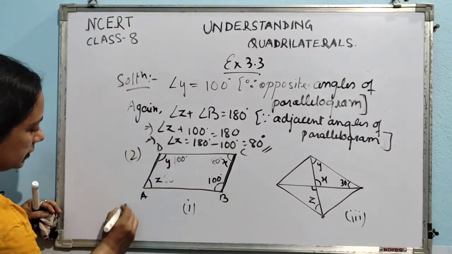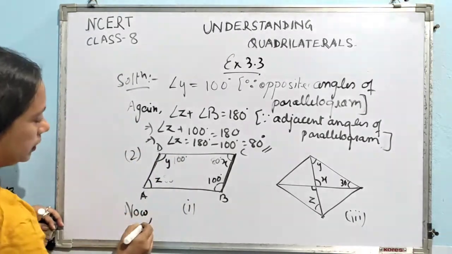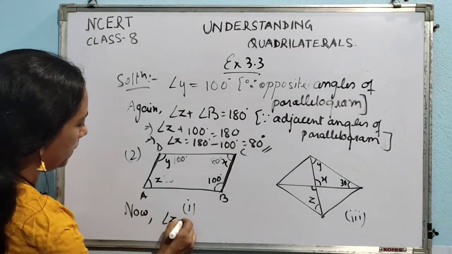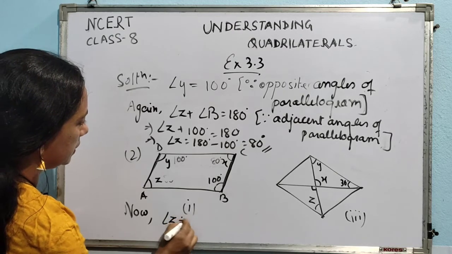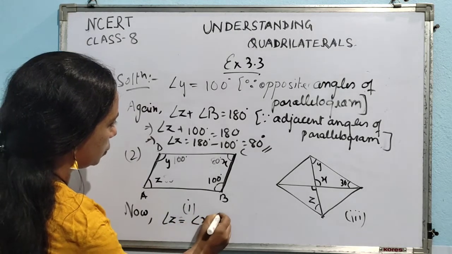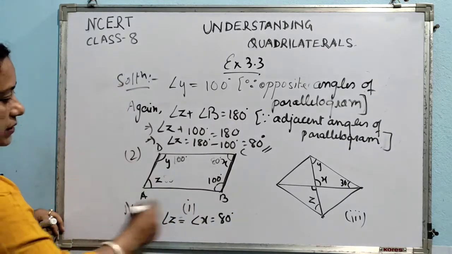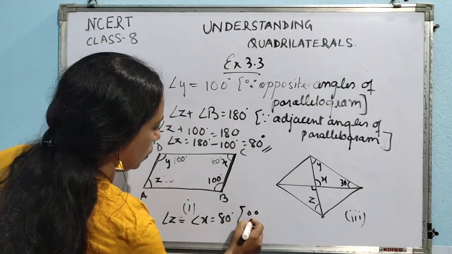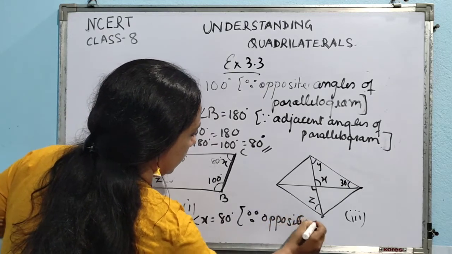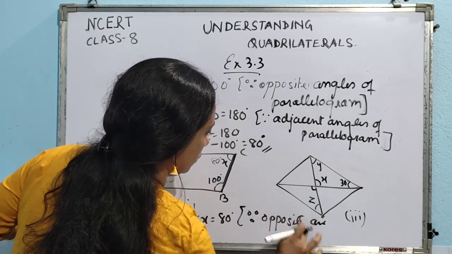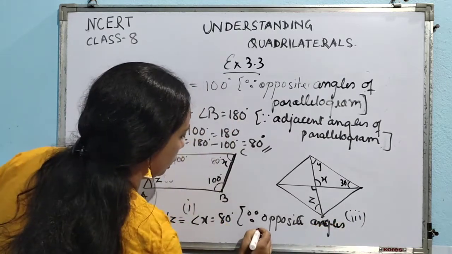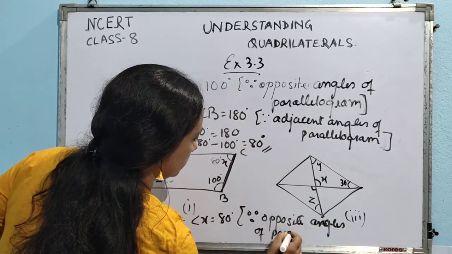Okay, after that here now angle Z is equal to angle X is equal to 80 degree. What is the reason? Since opposite angles of a parallelogram.